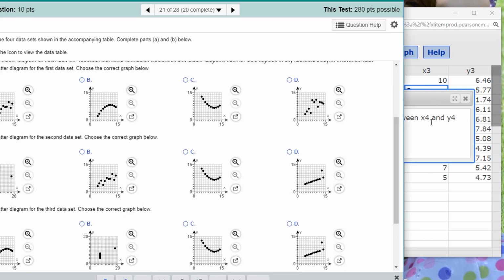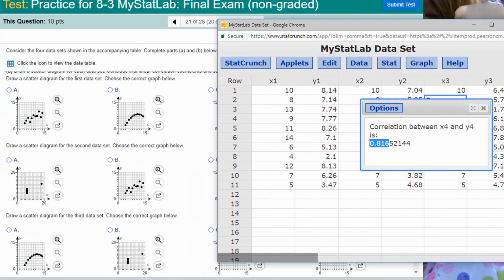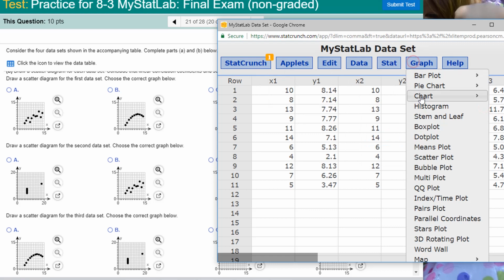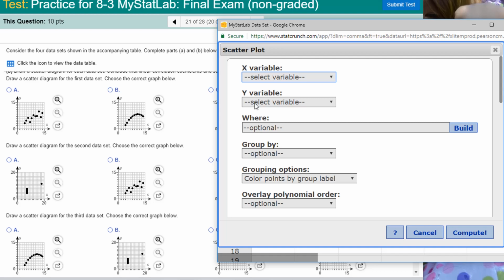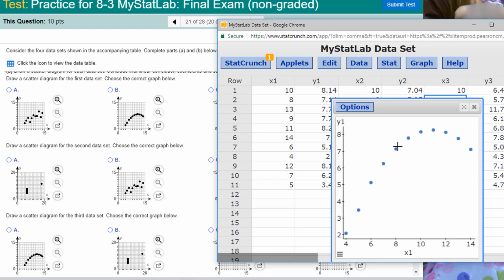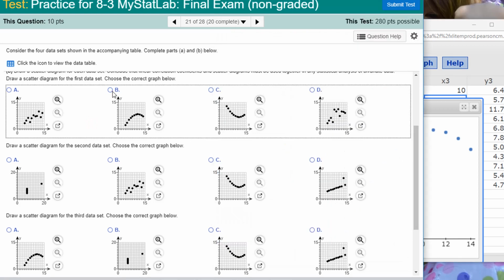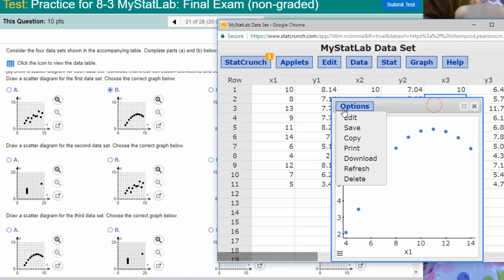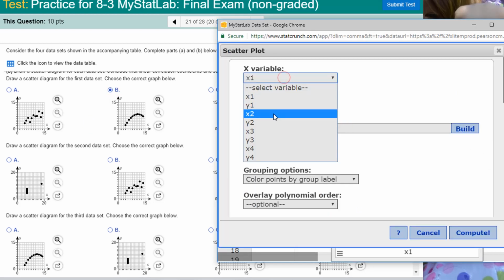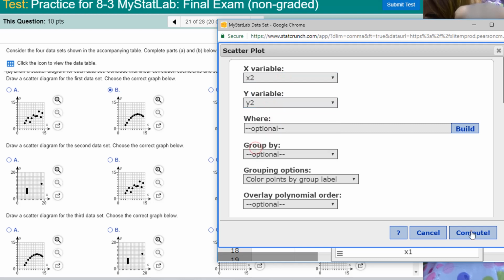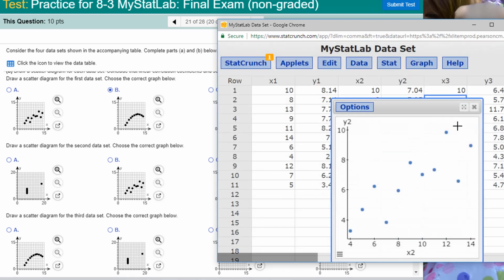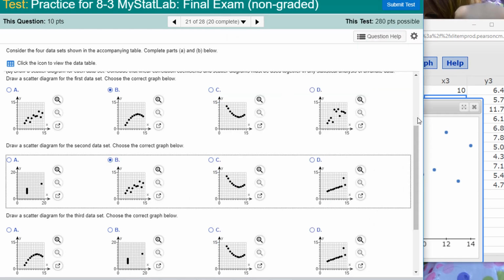Let's do a scatter plot for the first data set. This is going to be under graph, scatter plot. Let's do x1 versus y1, compute it. It's this arcing shape. There's only one that looks like that. Edit, change that to x2, change that to y2, compute. This is kind of a vertical scattering. Looks like this.